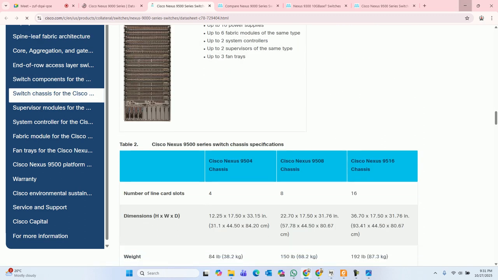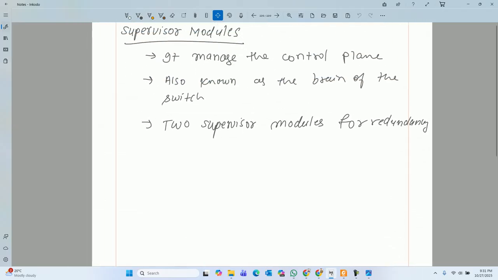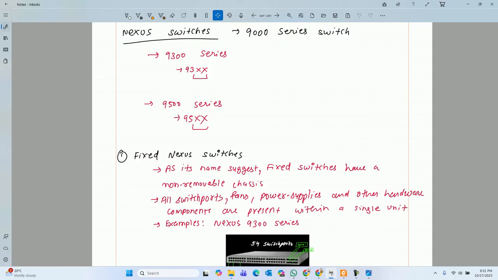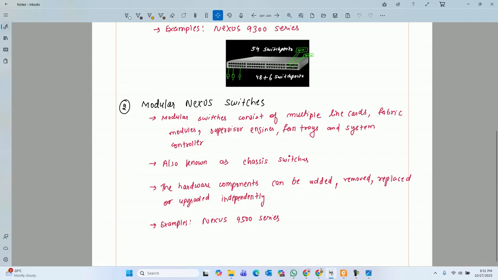All right, guys. So these are the building blocks of the switches which we are going to use in our ACI environment. We're going to have the leaf switches and spine switches. There are two types of switches: fixed Nexus switches and modular Nexus switches.